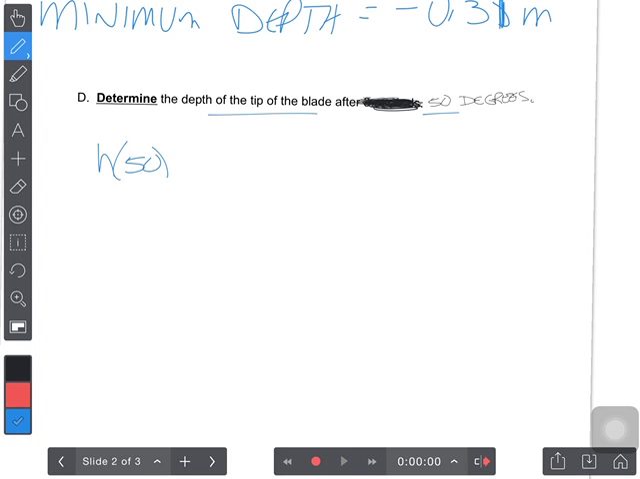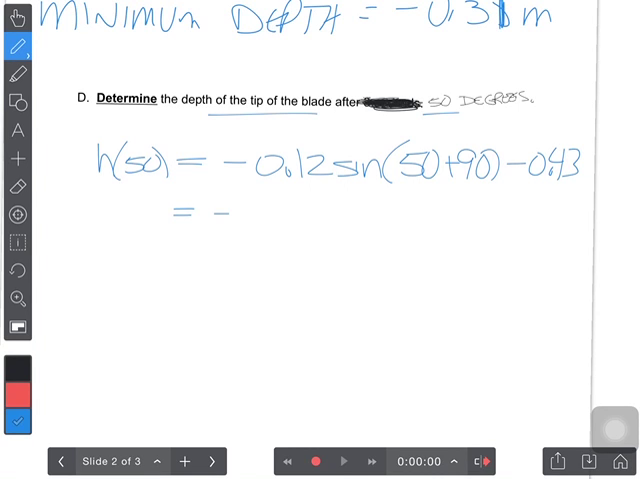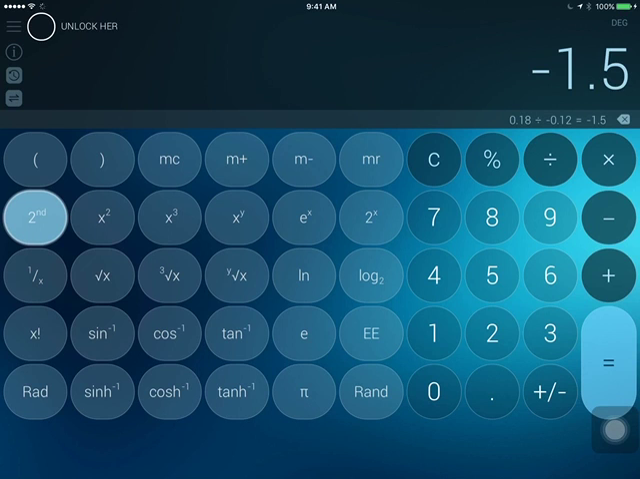So h of 50 equals, going back to our original equation, 0.12 sine of 50, because that's going to replace our t, plus 90, minus 0.43. So we're going to plug into the calculator 0.12 sine of 50 plus 90, 140, minus 0.43. If you're going to use the script calculator, you enter it exactly as it looks. For the rest of us, we're going to have to use a calculator here. With the calculator, we enter exactly what's asked.